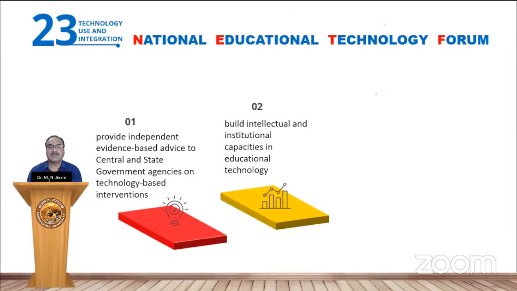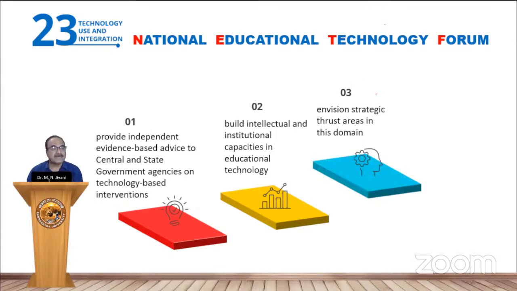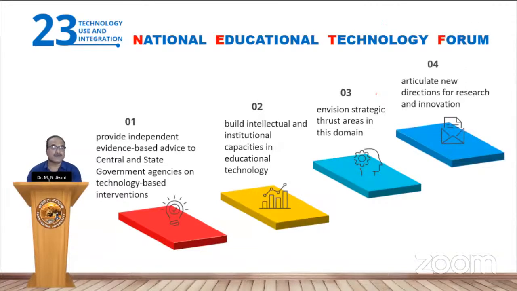Second one is to build intellectual and institutional capacities in educational technologies, which is very important. Third one, envision strategic thrust areas in this particular domain, where technology is integrated in teaching and learning. And fourth, very important, articulate new directions for research and innovation. Say for example, one technology is very much useful, so how? That is the articulation part, how one can disseminate all these things to a large number of stakeholders, right? So these are the things that will be done through NETF.